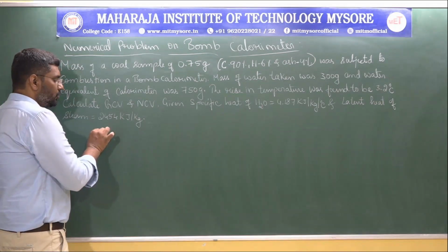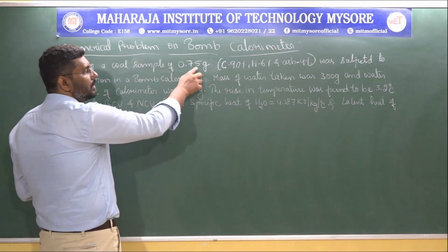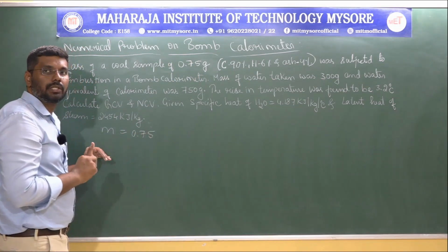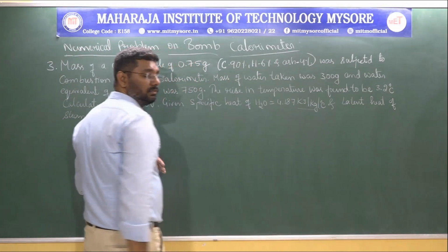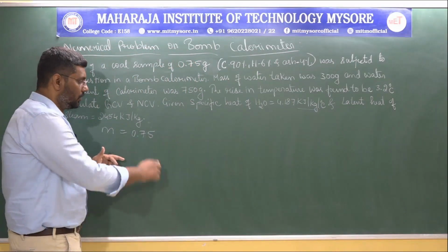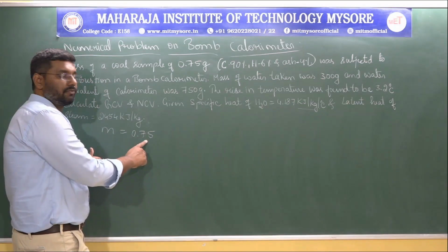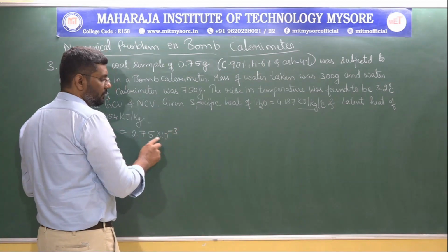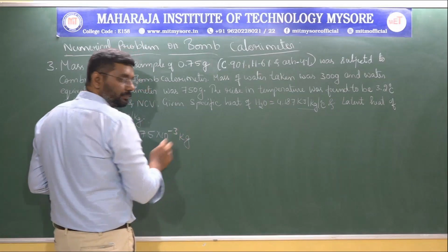So first we need to know M. M is nothing but the mass of the fuel. He has given that as 0.75 grams. Since the specific heat is provided in terms of kilojoules per kg, you have to convert this mass of the fuel from 0.75 grams into kilograms. So it is 0.75 into 10 to the power of minus 3 kilogram.